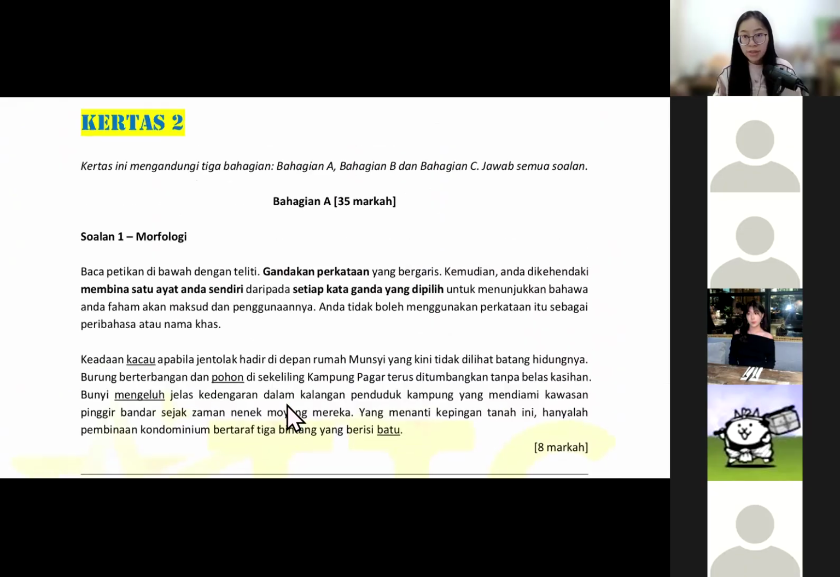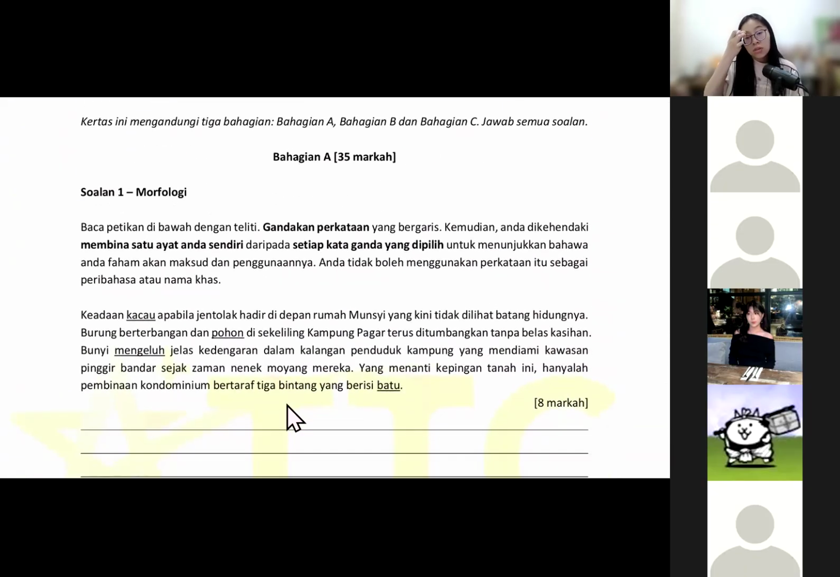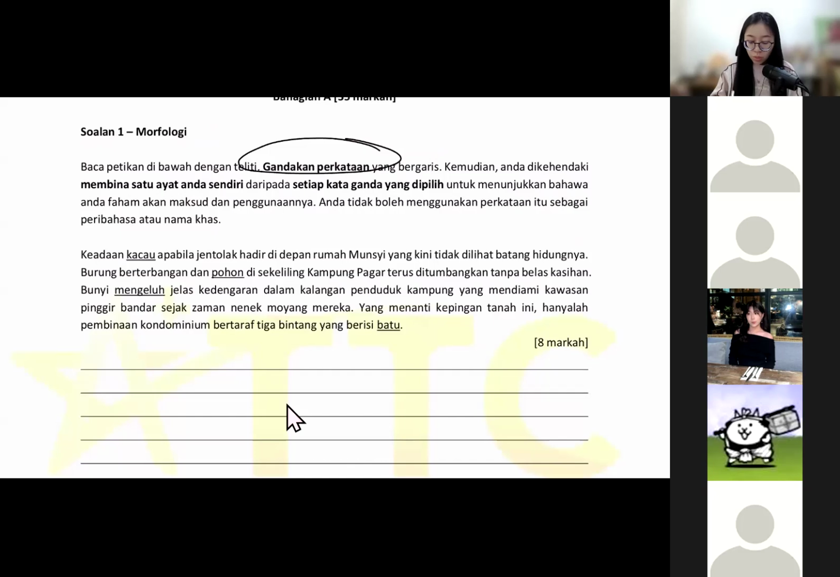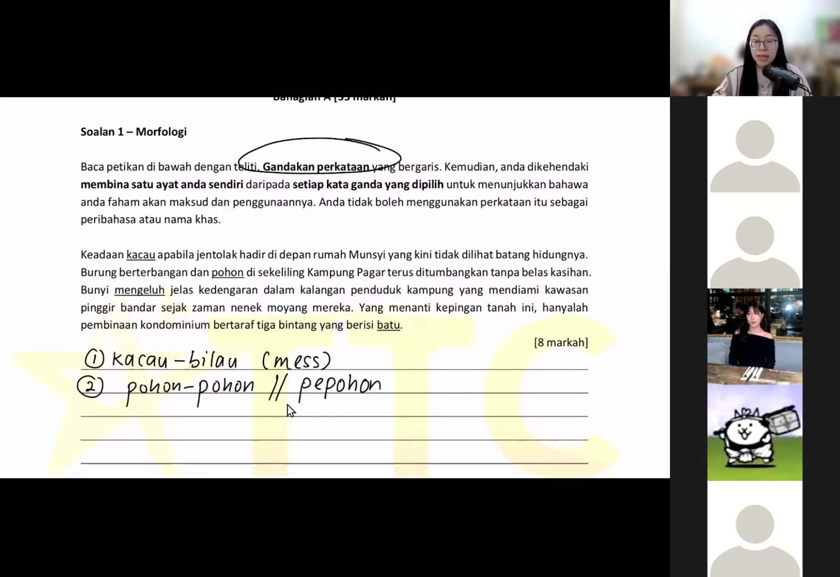page 18. Now, this one, they say gandakan perkataan, which is you need to make it become a kata ganda. So, kacau, what do you think the kacau can be what kata ganda? Even it mentions the thing that is very messy. Kacau apa? Kacau bilau, yes, correct. Right, in a mess situations. Number 2, pohon become pohon-pohon, yes, correct. They have a lot of trees all this. If you write per pohon, also correct. Because this one is also covered as kata ganda.